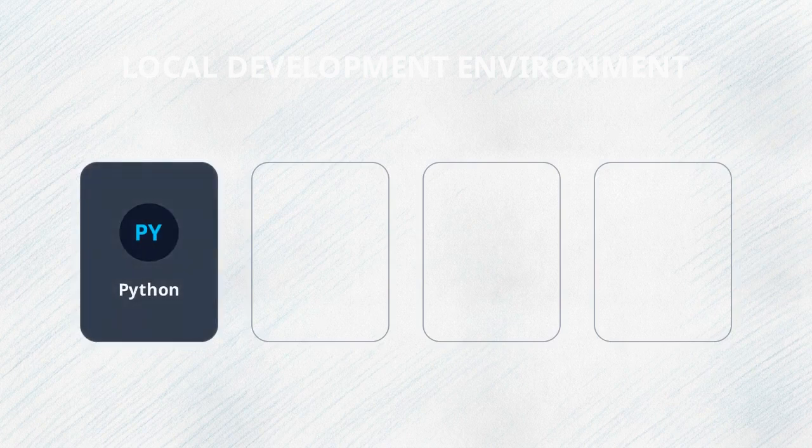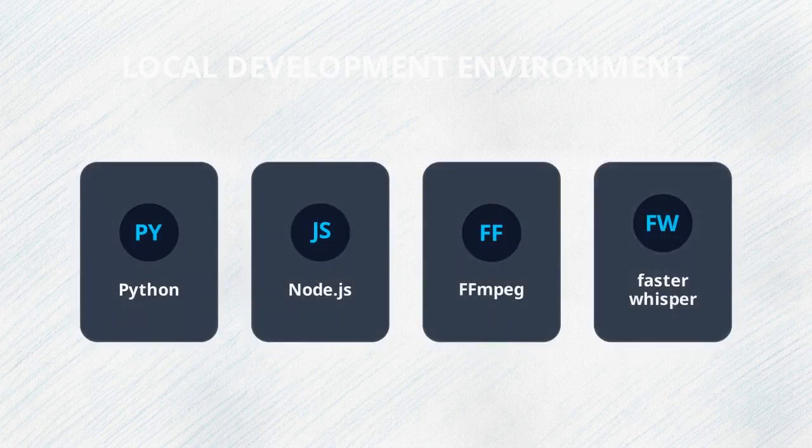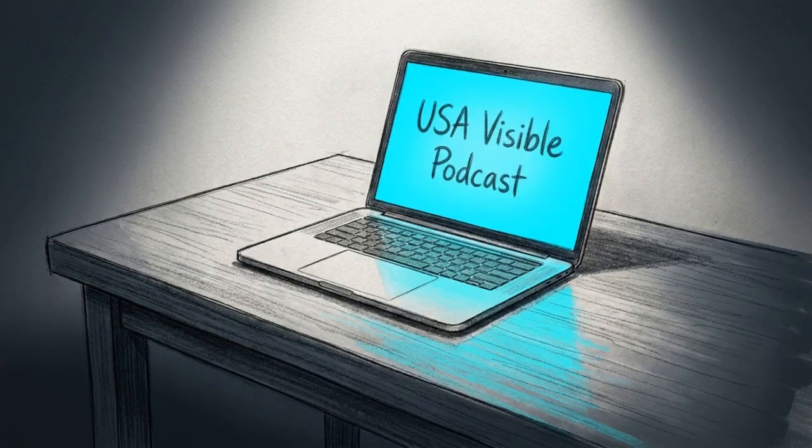Before starting, you need 4 specific tools installed in your local development environment. Ensure you have Python, Node.js, FFmpeg, and the Faster Whisper library ready to execute. By orchestrating these specific tools locally, you remove the need for subscription-based editing software while retaining broadcast-level visual standards.